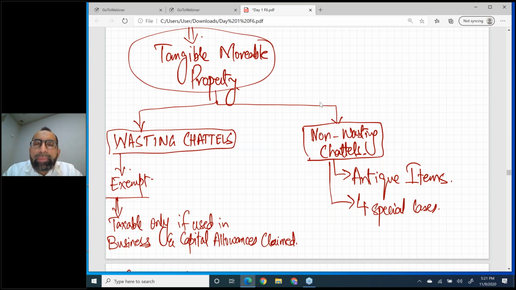Sir, what is the treatment for wasting chattels? Wasting chattels are exempt. That means they are exempt assets. No need to compute any capital gain or losses. But yes, only in one condition they are taxable.